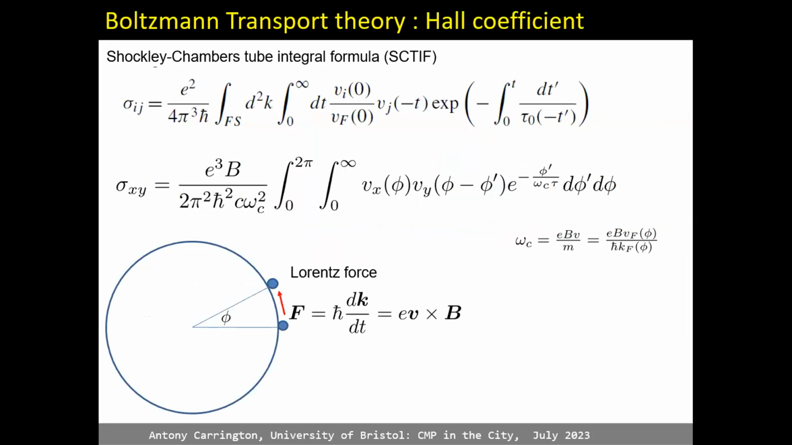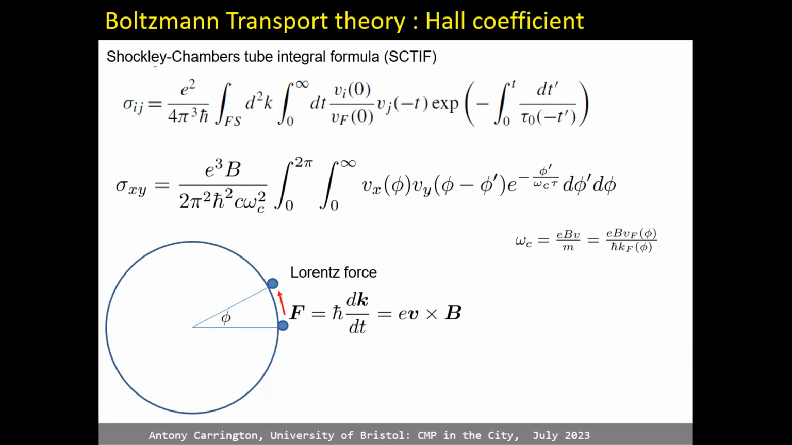Analyzing what the Hall coefficient means, we are generally using this. If we know everything about the Fermi surface, then we can apply this semi-classical Shockley-Chambers tube integral formalism to calculate the Hall coefficient. Basically, you have an electron here, the Lorentz force makes it go around the Fermi surface, and then the conductivity is just the correlation between the velocity at time 0 and the velocity at time minus t, multiplied by this factor, which depends on the scattering rate. So you integrate the scattering rate, and then you have this exponential.